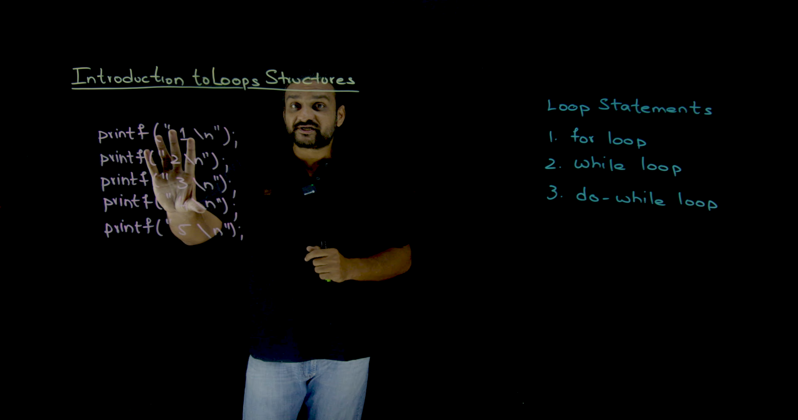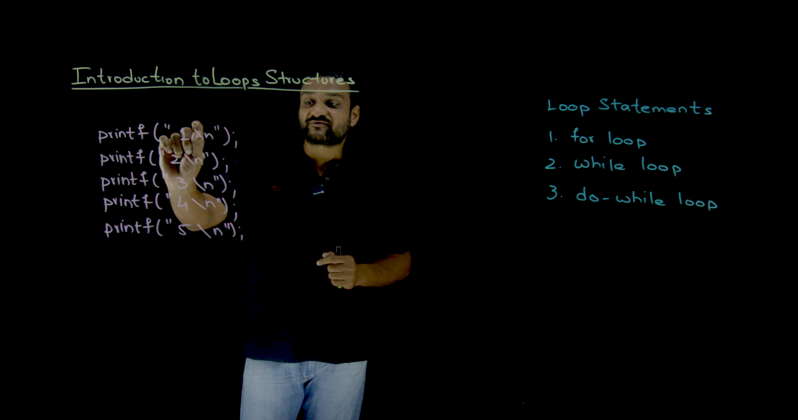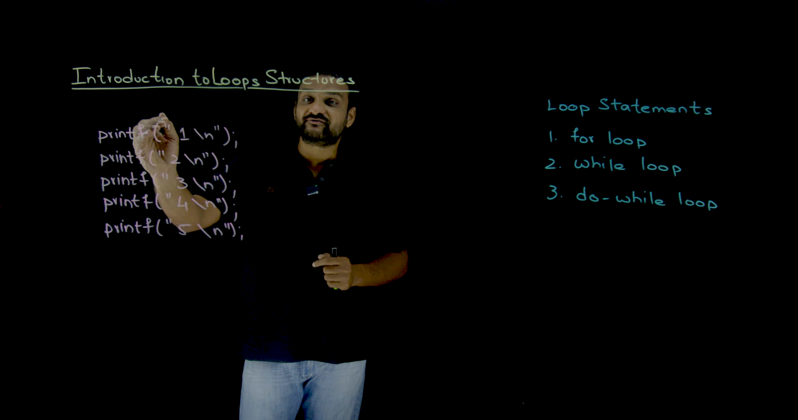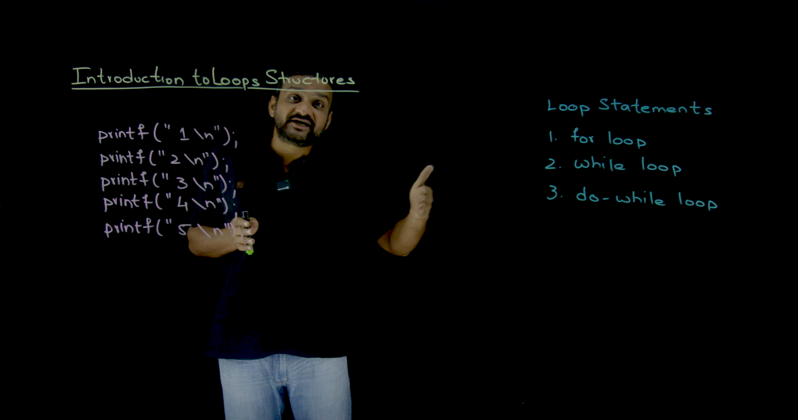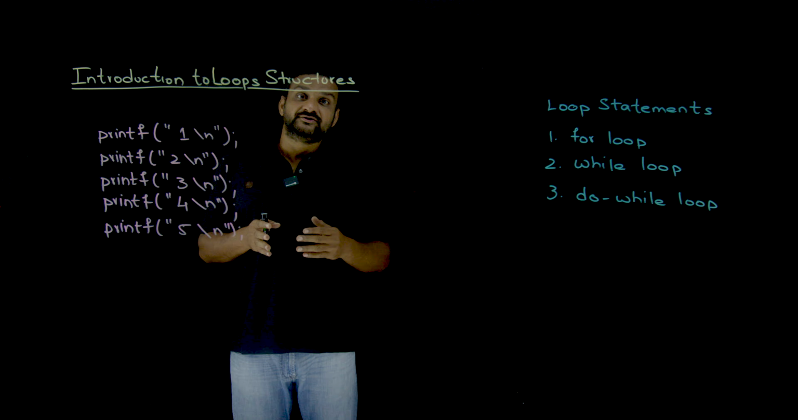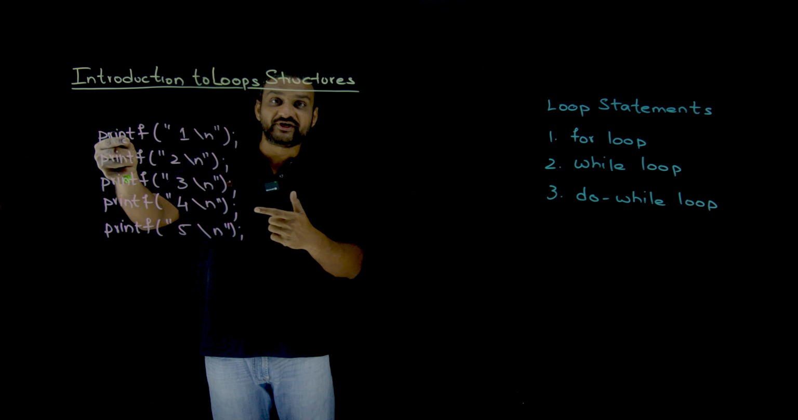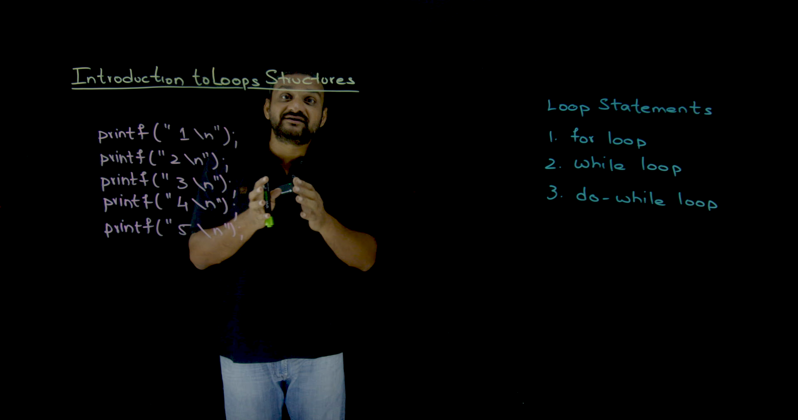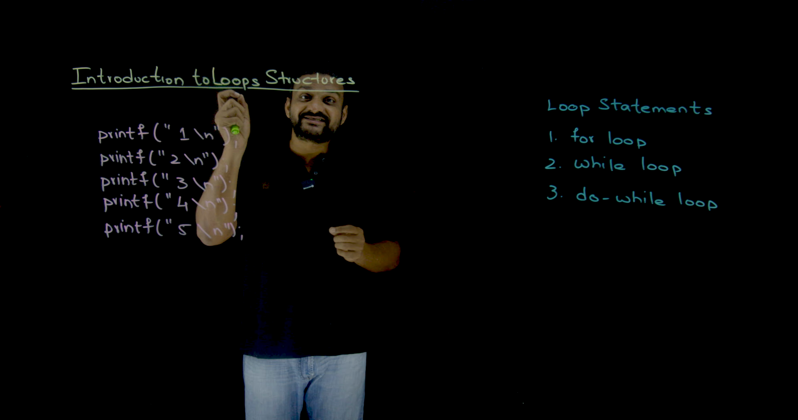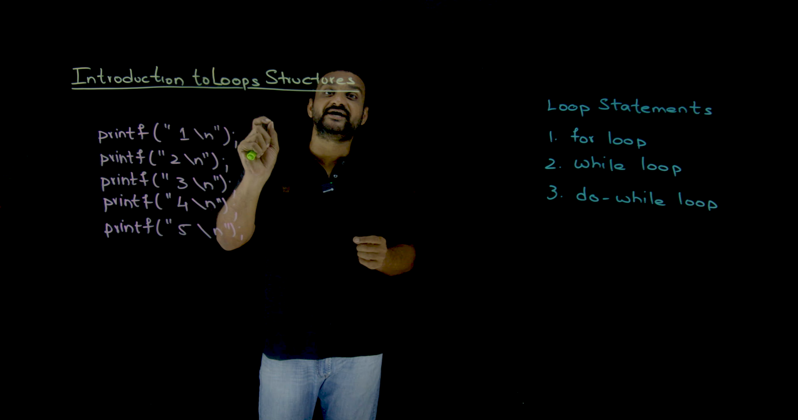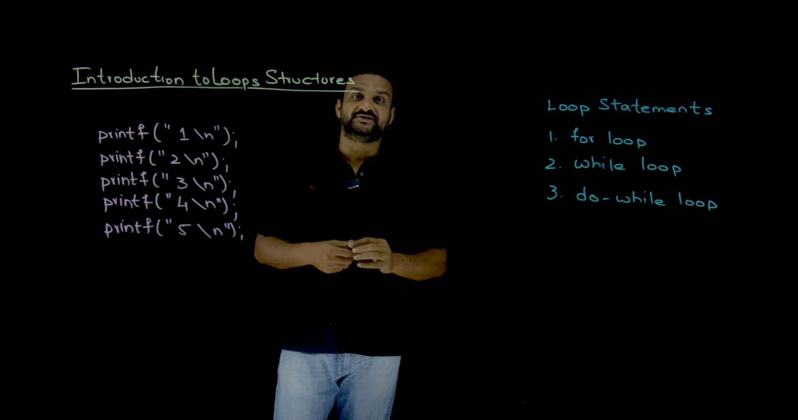Now this is what we call a repetitive work, right? In order to print the decimal numbers from 1 to 5, we have to write 5 printfs. What if we need to print the first 100 integers? Then how many statements do we need? We need 100 printf statements. This is what we call repetitive work, and this repetitive work can be avoided in a programming language by using the concepts of loop structures.